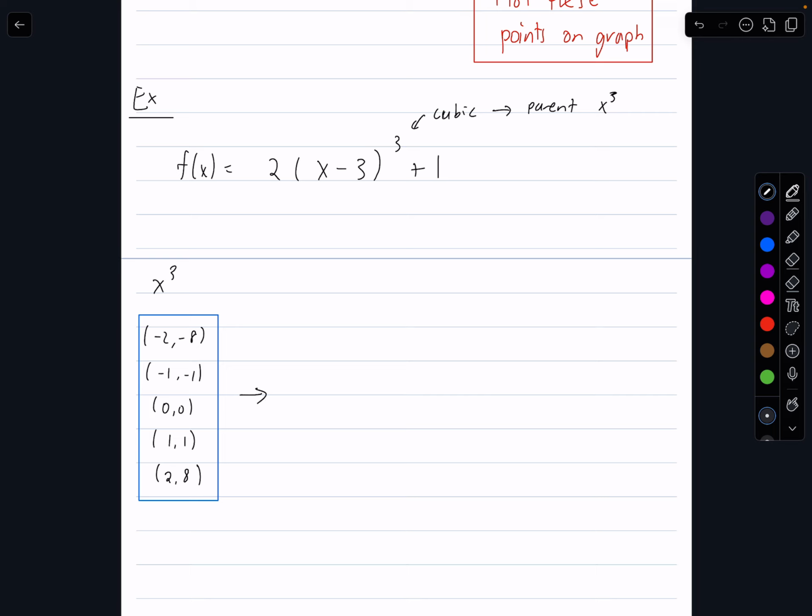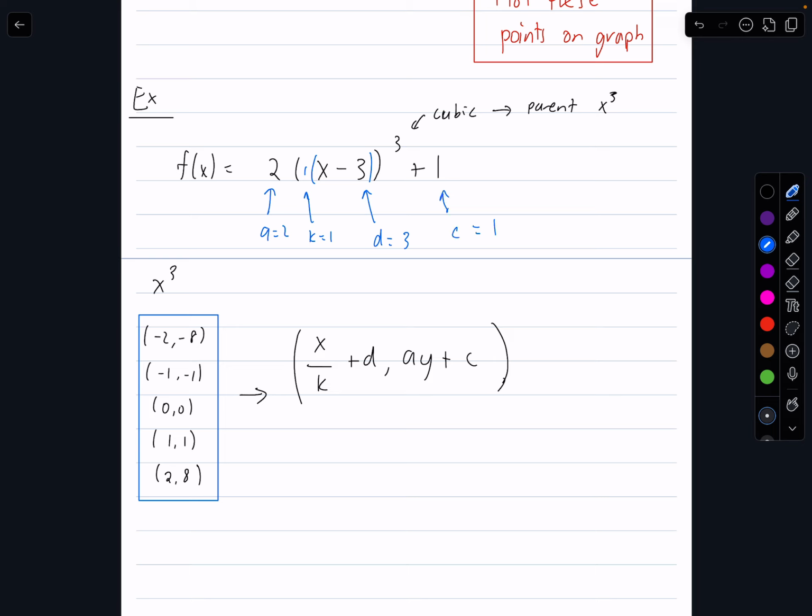Then what I'm going to do is find out what the mapping rule is for this. I need to actually identify the generator. So it's going to be (x over k plus d, ay plus c). But here's the thing. I can't generate the generator until I find out what k, d, a, and c are. So let's find out. 2 is going to be my a. My k value is actually hidden here. It's going to be 1. My d value is going to be the opposite, so instead of -3, it's going to be +3, and then my c value is going to be 1.